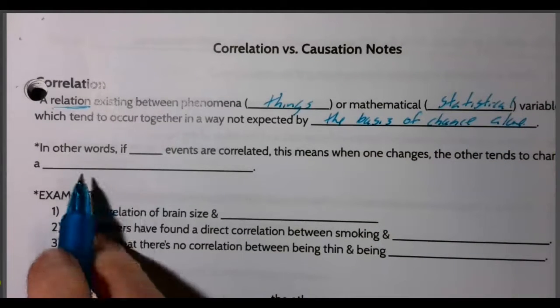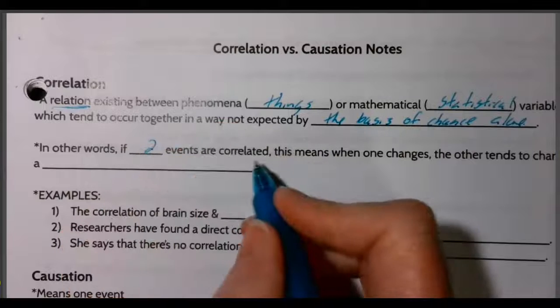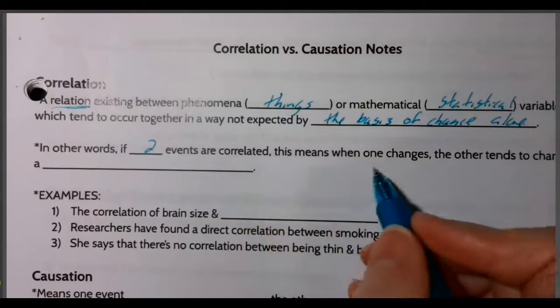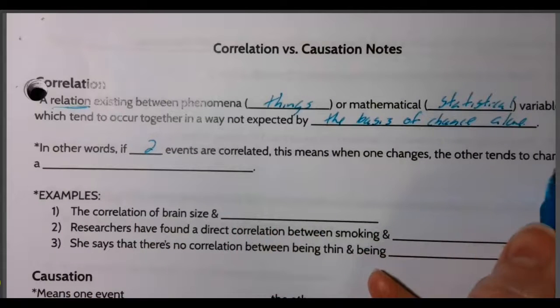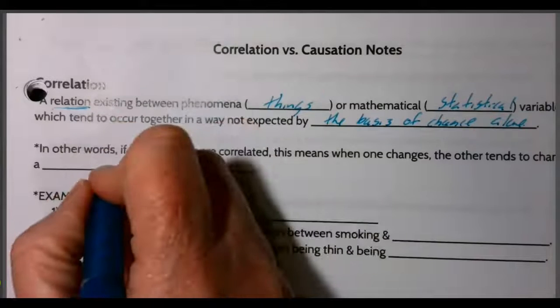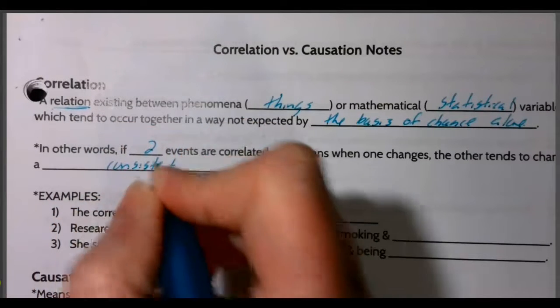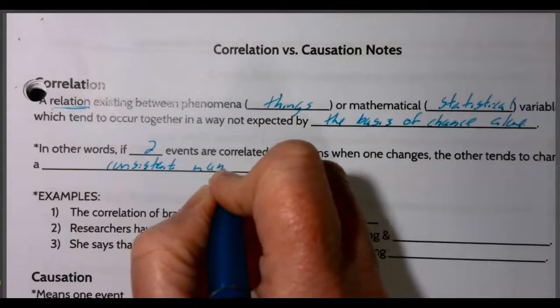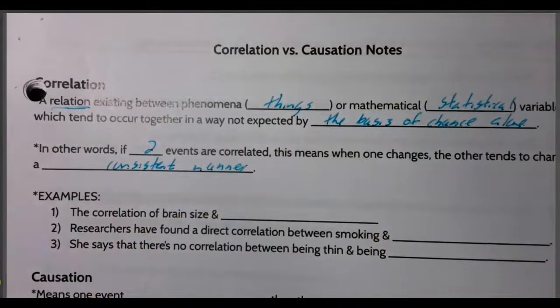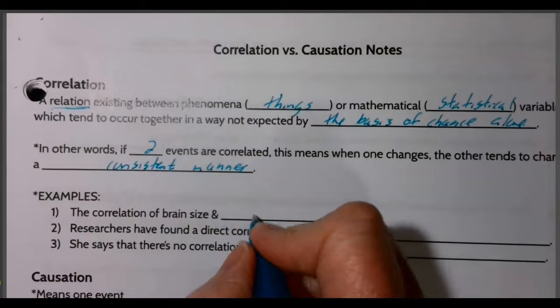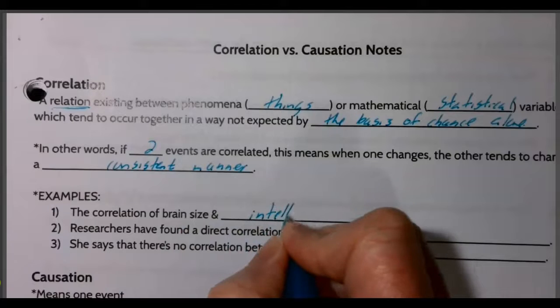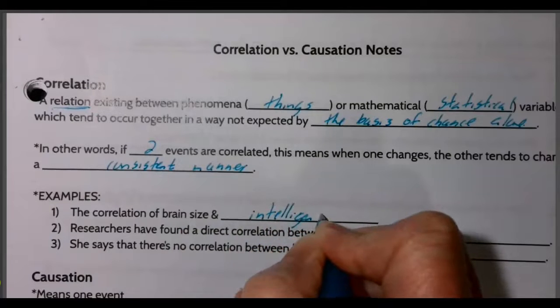What does it really mean? It means if two events are correlated, this means that when one changes, the other tends to change in a consistent manner. It's basically that they're related somehow. Okay, examples, the correlation of brain size and intelligence. They're related. One does not cause the other.